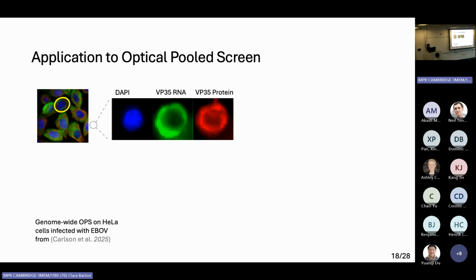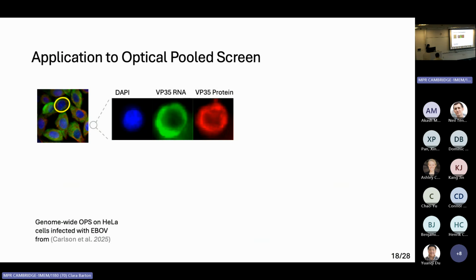Concretely, I'll give an example of how we applied this to one optical pooled screen on HeLa cells that had been infected with Ebola virus. So this is what the data look like. You have images of single cells, and this circles out one single cell. There are various different channels in this optical pooled screen, including the DAPI channel, where you can see the nucleus. And then VP35 RNA. VP35 is of great interest to Ebola virus infection. And you can also see the protein localization of VP35.